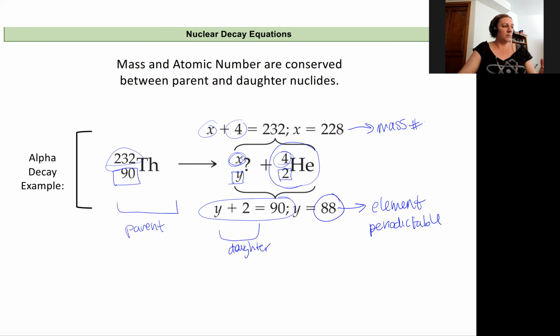And so if we do go to our periodic table, hold on. So if I look at my periodic table, which I had to go get, I'll see that 88, if I look it up on the periodic table, is radium. So that means this daughter nuclide is going to be radium. I can put that 88 here, and my mass number is 228.